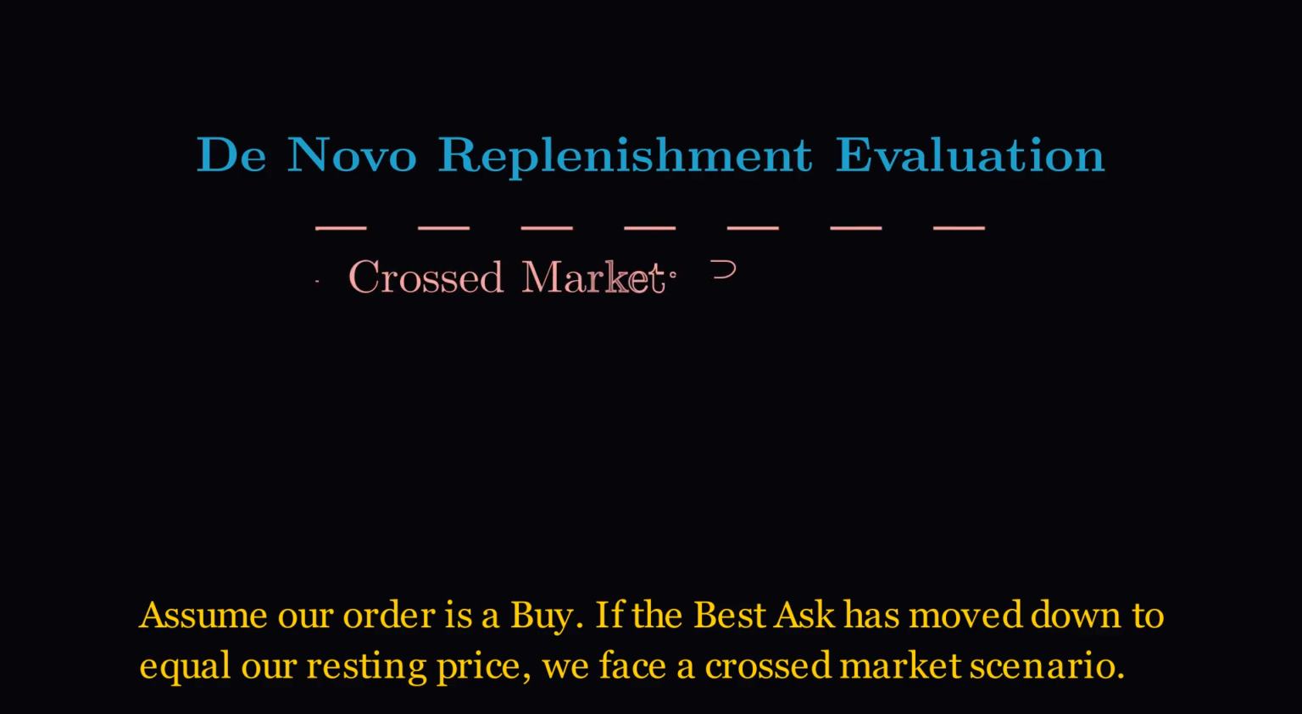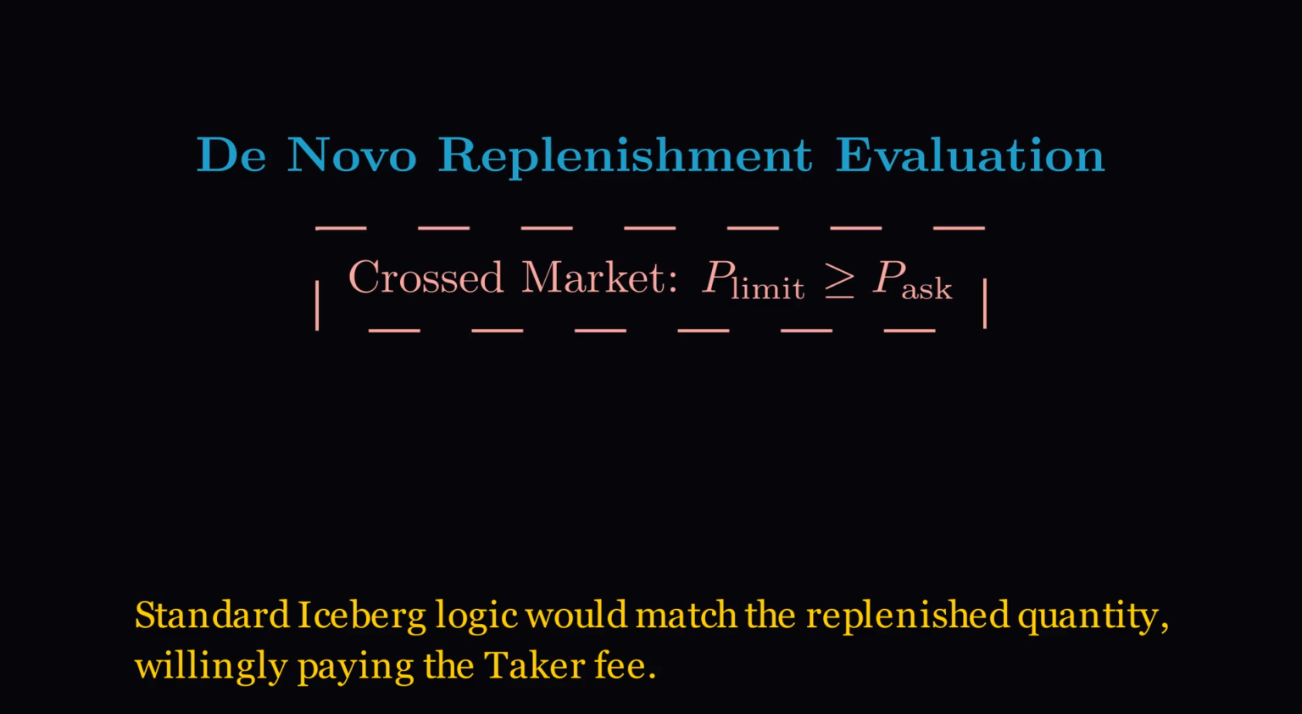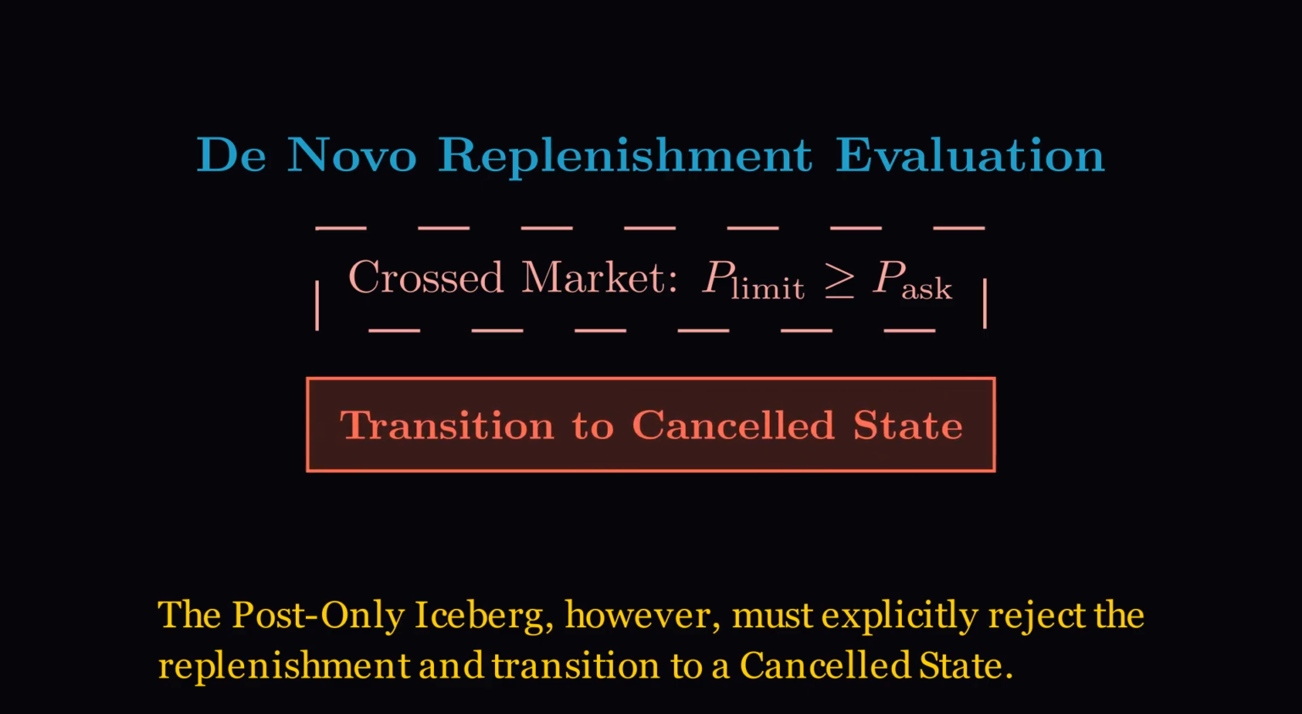Assume our order is a buy. If the best ask has moved down to equal our resting price, we face a crossed market scenario. Because the post-only flag is active, the replenished peak cannot cross the spread to take liquidity. Standard iceberg logic would match the replenished quantity, willingly paying the taker fee. The post-only iceberg, however, must explicitly reject the replenishment and transition to a cancelled state.